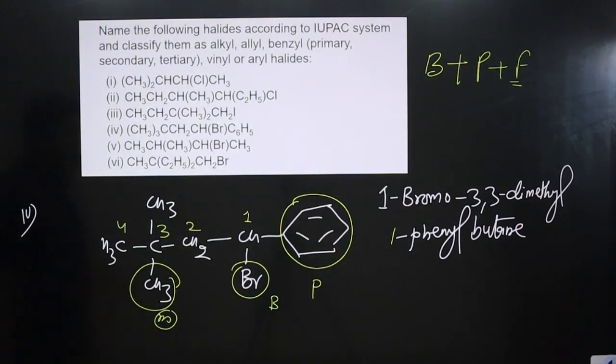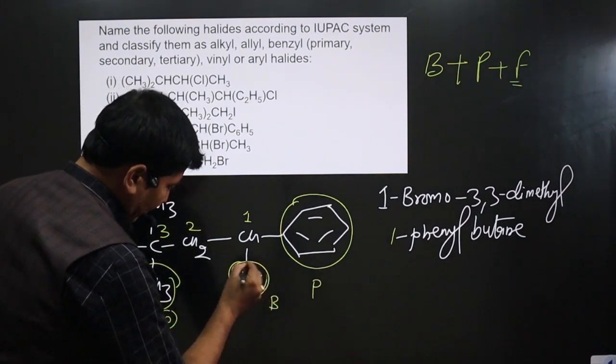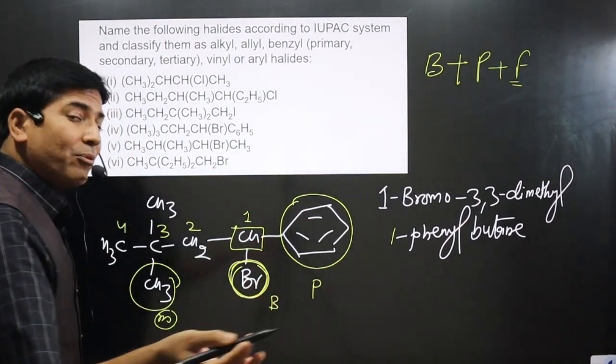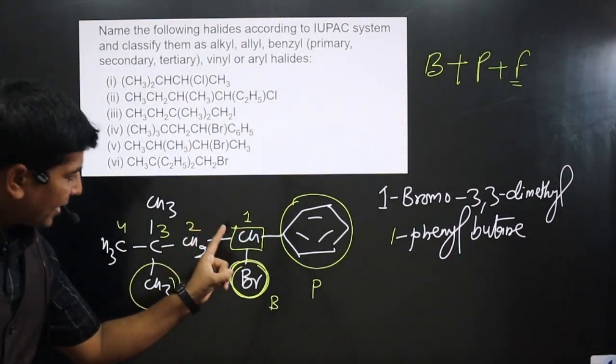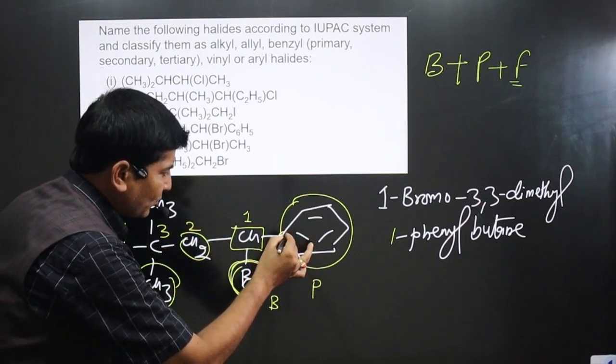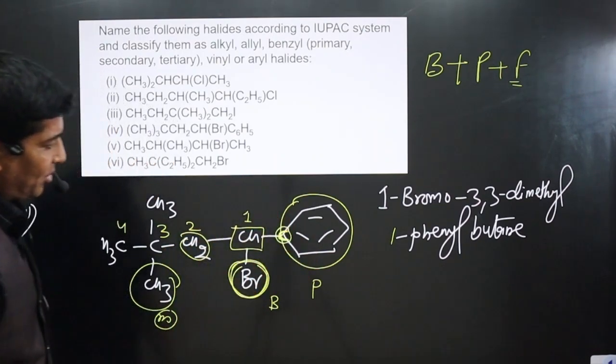Now we can go for the classification. Look at the halogen. This is the halogen we have, and this halogen is connected to this carbon. And see the environment of this carbon. You can see this carbon is connected to this carbon, as well as here also one carbon is there. It is also connected to this carbon.